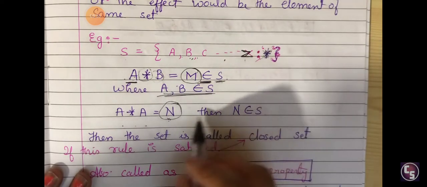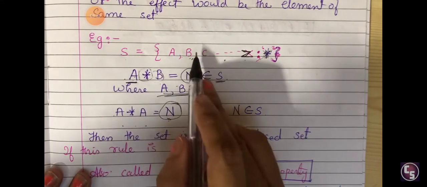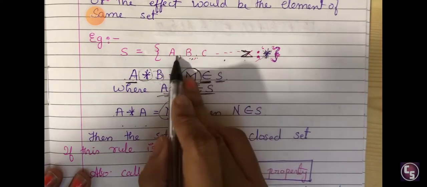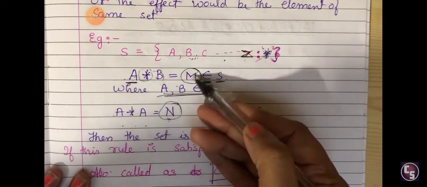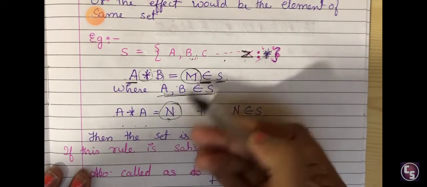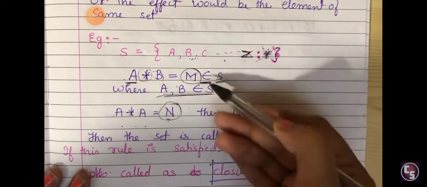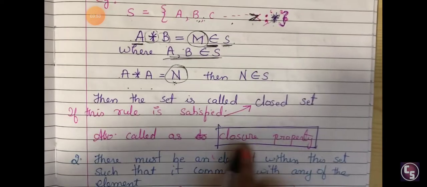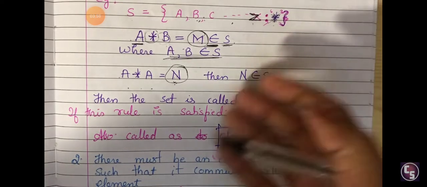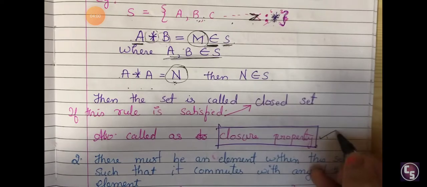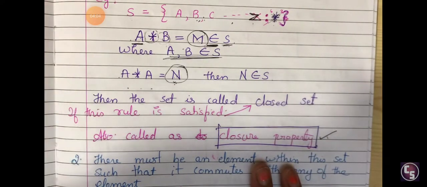So A, B and A all belong to S. I am doing the binary operation, already defined as multiplication, and the values I get, M and N, also belong to set S. Such a property is called the closure property. If a set S follows this property, it can be considered a group, but this is only the first rule.